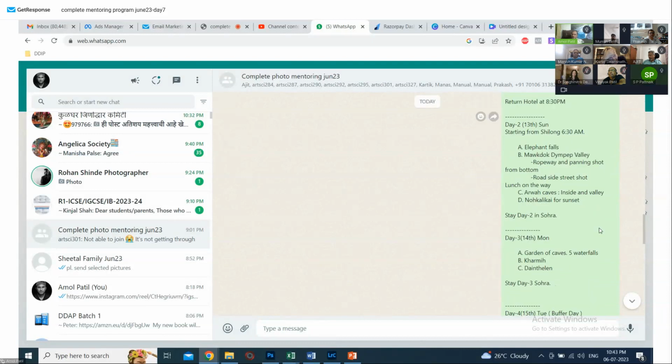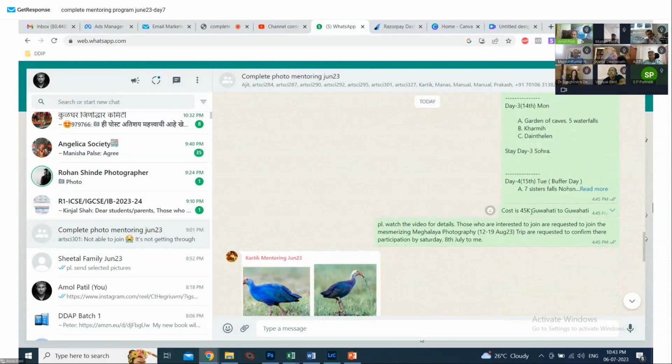The cost is also mentioned here, 45K from Guwahati to Guwahati. That is the package. Everything is included: your stay, travel, food, Guwahati Airport to Guwahati Airport. The ticket cost to fly to Guwahati will be additional, but that is how it is. People will be flying from different parts of the country, so you have to manage that. Do watch it.